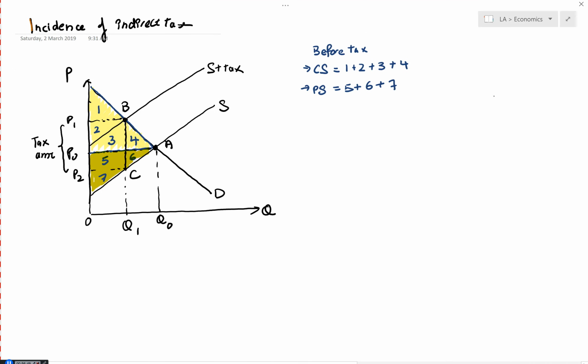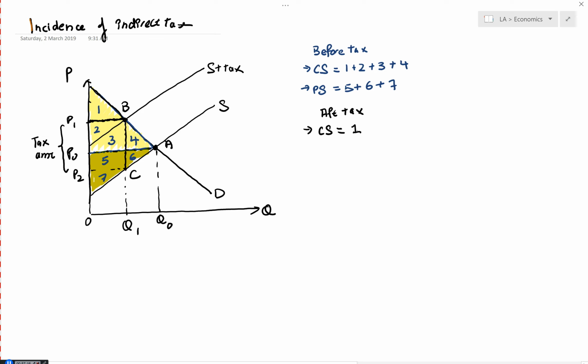Okay? Now, after tax is the issue. So after tax, consumer surplus now is, what is it? So they pay what price? They pay this price now, right? So consumer surplus is only area 1 now.